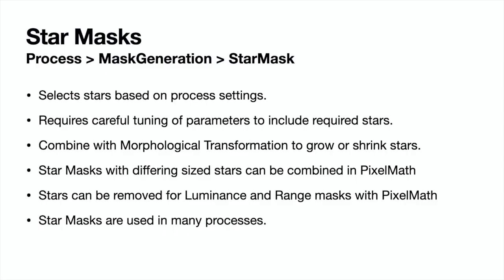The third and final mask we'll look at in this video is a star mask. This is found at Process, Mask Generation, Star Mask. This selects stars based on the process settings that you input. It requires careful tuning of parameters to include or exclude the required stars. It can be combined with morphological transformation to grow or shrink the selected stars. You can make star masks with different sized stars, and these can then be combined with pixel math. Also, the star mask can be used to remove stars from a luminance or range mask, again with pixel math. Star masks are used in many processes.